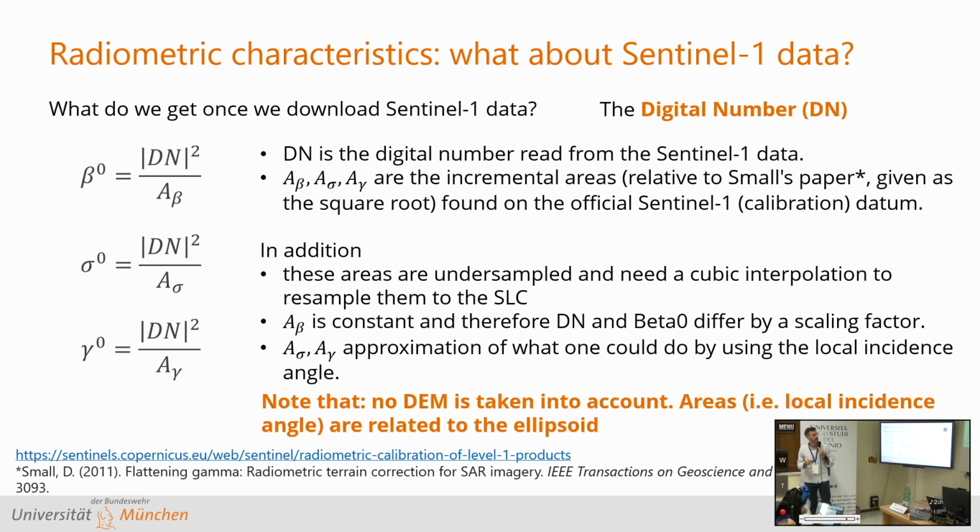Again, these numbers are in the Sentinel data, so you get them and you can compute everything you want. From Sentinel data, with SNAP, you can automatically get the beta, the sigma, and the gamma. Just one thing you should keep in mind: these areas here do not take into account a digital elevation model, they simply consider the ellipsoid. So when you really want to compensate your data radiometrically, you should do it with an external DEM.